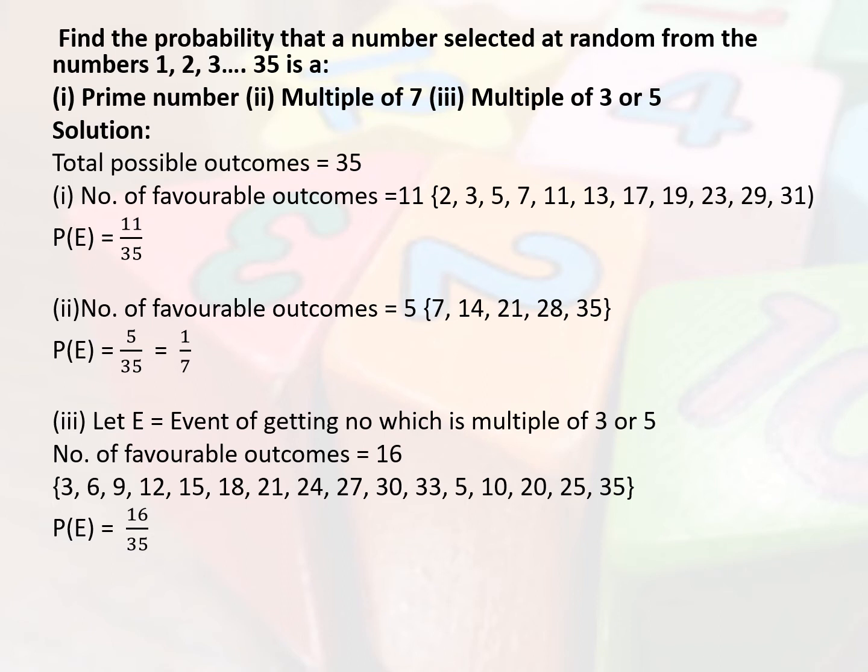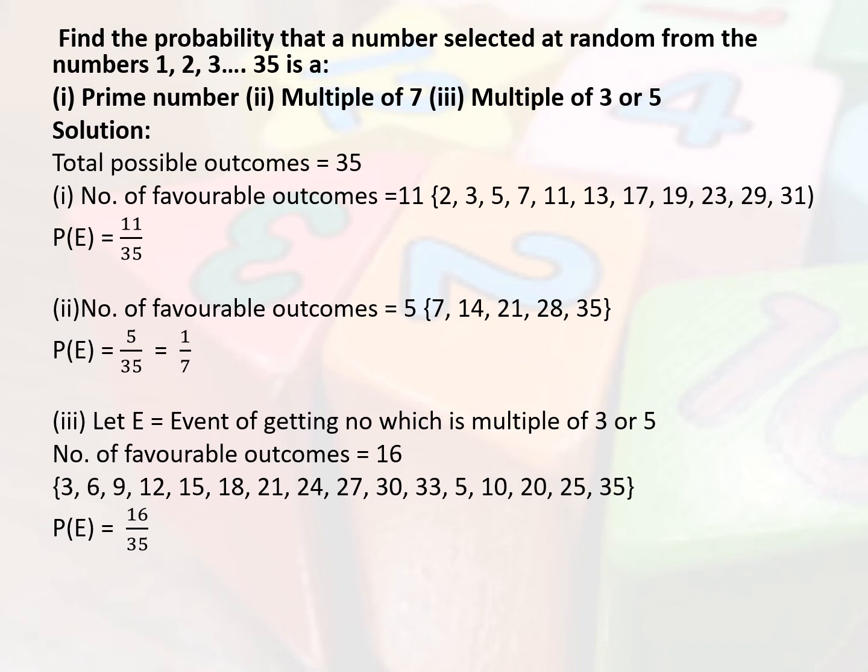See, we have a total of 35 numbers. So total possible outcomes will be 35. Next, for the first part, we have to choose the prime numbers from this list. I have mentioned the prime numbers and these are coming 11 in number. So the probability for getting a prime number will be equal to 11 upon 35. Next we have to choose the multiples of 7, which are 7, 14, 21, 28 and 35. So these are 5 in number. So the probability will be 5 upon 35, which will give you 1 by 7.